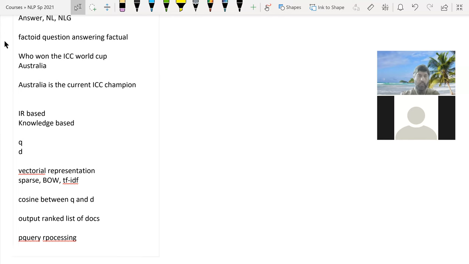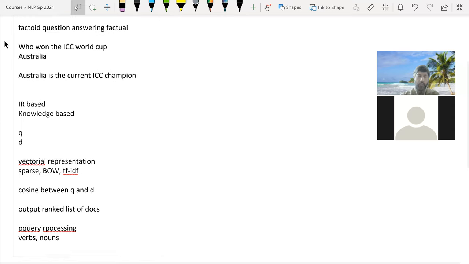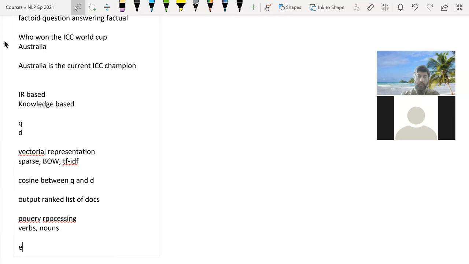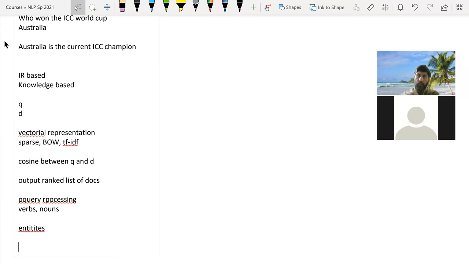Usually words like verbs and nouns would be of interest. Of course, this is a very simplistic view, but you can have more sophisticated techniques that, for example, find entities in the query, so that would give us an idea of what is being asked. And then maybe you want to find the relationships between the entities and what is being asked. In other words, you can think of the intent or purpose of using those entities. There are multiple ways of doing this. I'm just giving you a bird's eye view.